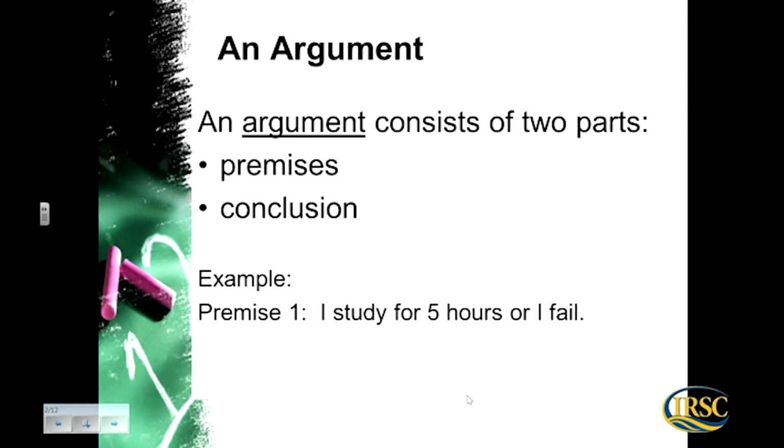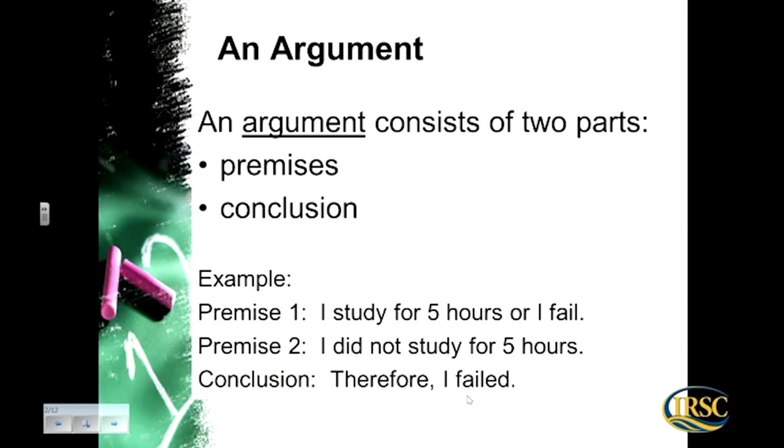So premise 1, I study for 5 hours or I fail. Premise 2, I did not study for 5 hours. Here's our evidence, and those are the sentences that you're writing down next to premise 1 and premise 2. And so my conclusion, therefore I failed.